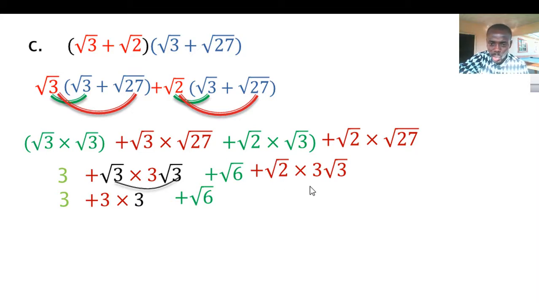I want to connect root 2 and root 3. That's going to be giving me root 6. Okay, and plus root 3. So from root 2 and root 3 I'm getting root 6. Then from 3 here I'm getting 3.